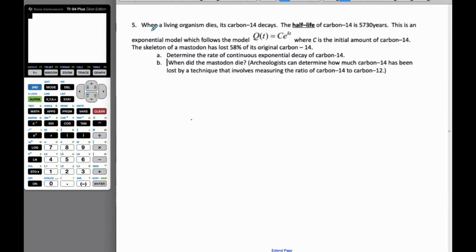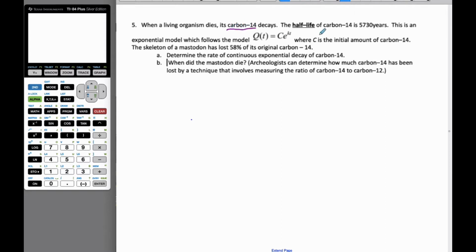In this problem, a living organism dies. Its carbon-14 decays. Carbon-14 is an atom that exists in the bones of living organisms. As soon as they die, it starts to decay away.